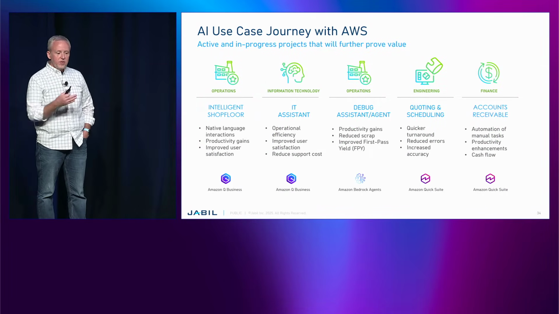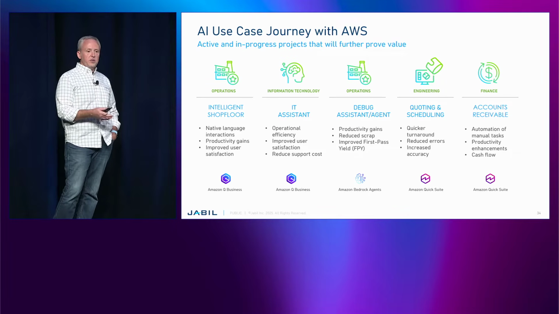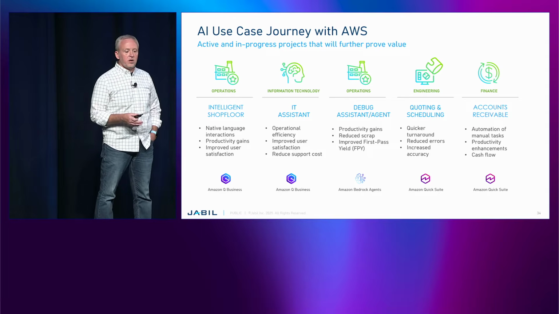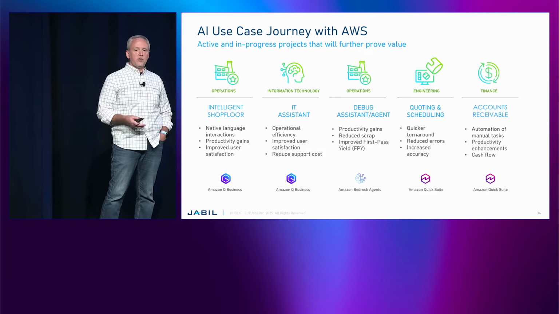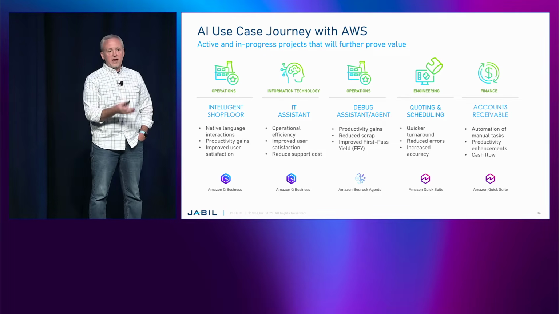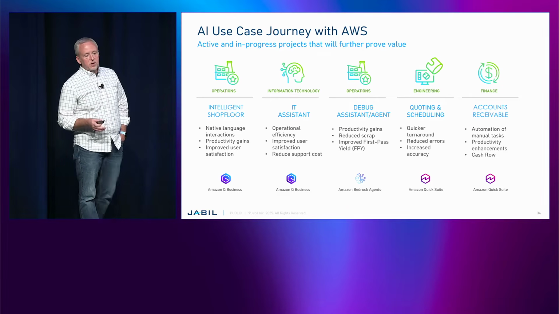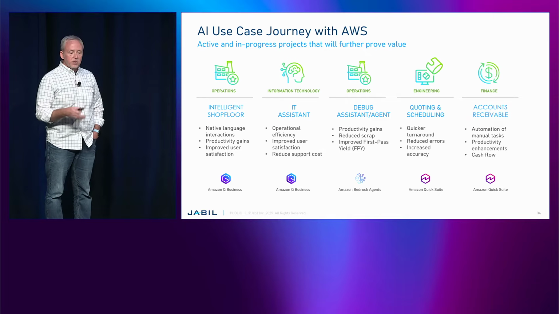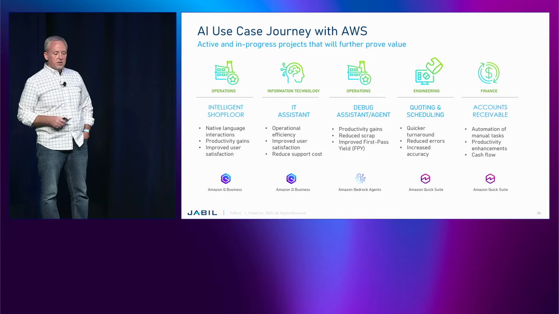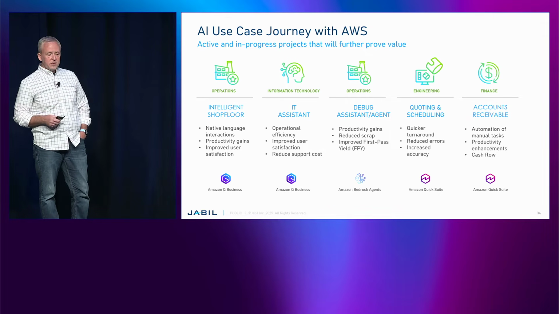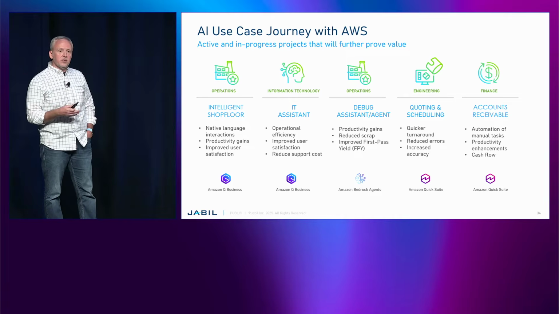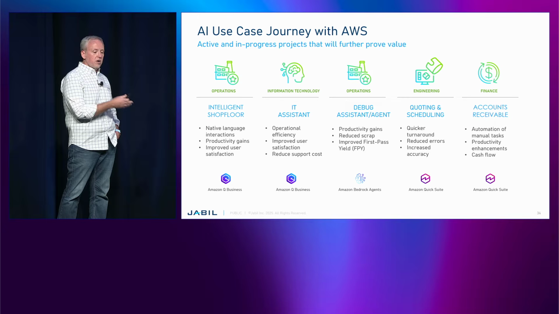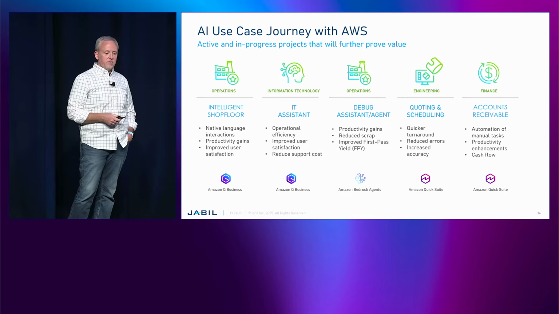And so with that foundation in place and those imperatives, this is where I wanted to give you a little bit of a background on some of the AI journey that we've gone through with AWS over the last few years now. So we'll start back when Gen AI really began to take off. Amazon introduced Q Business. So we started out there building 2 primary assistants to facilitate our operations group, our intelligent shop floor system, and our IT group.